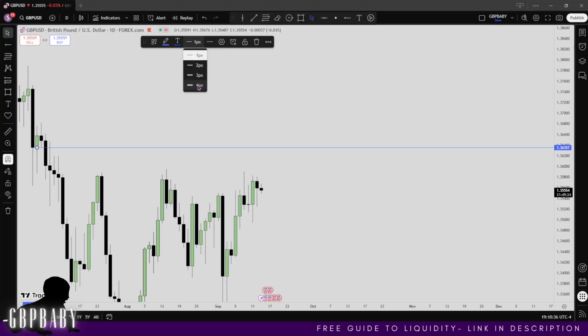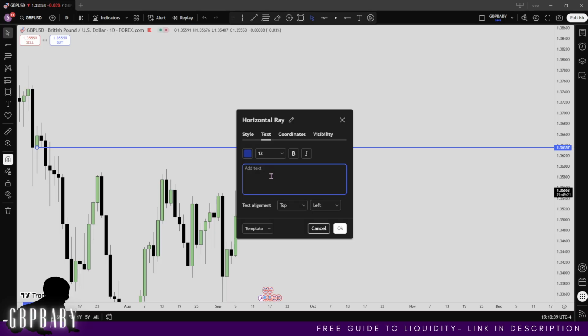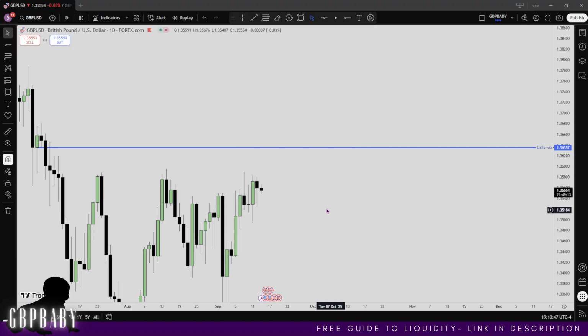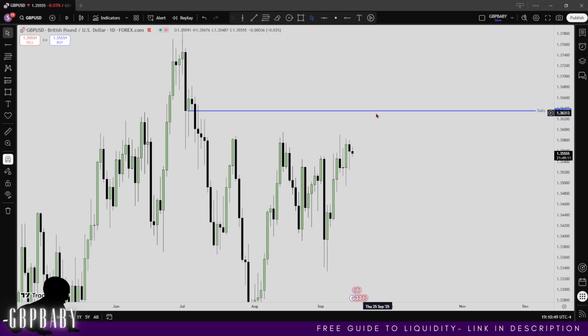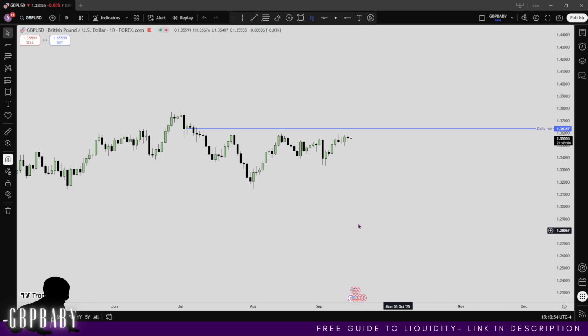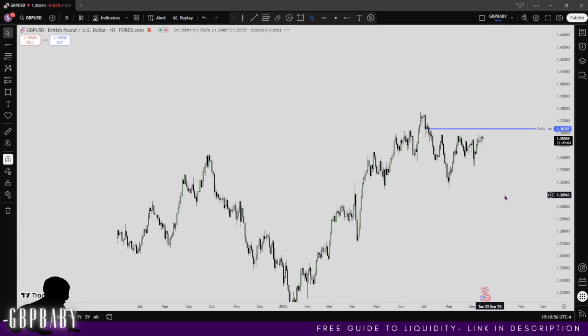Make it blue, and I'll write daily bullish order block. This is a bearish order block. So I'm happy for price to rally up to there at the most, and then after that, I'd want to see us reverse to some kind of extent and start thinking about running into these lows here and here.